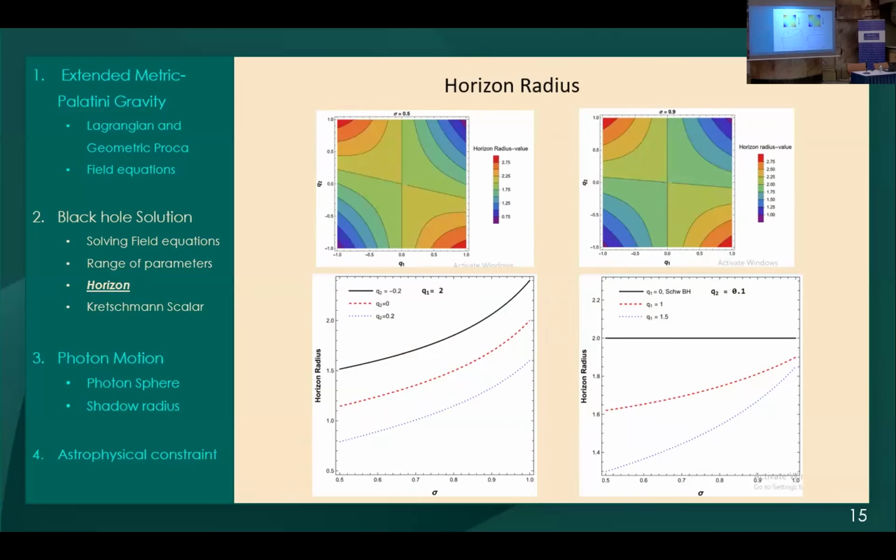Then we studied the horizon radius. Here you can see the horizon radius according to sigma for different values of Q1, which was one of the charges. And when Q1 is equal to 0, we recover the horizon radius of the Schwarzschild black hole. And as the charge increases, the horizon is shrinking. The same thing is also happening here, where the value of another charge is changing.